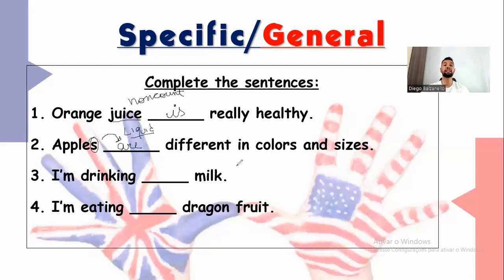I'm drinking milk. In that case, milk is non-count because it's liquid. If it's liquid, it's non-count. So I'm drinking some milk. I'm eating a dragon fruit. Why? Because dragon fruit, I can count 1 dragon fruit, 2 dragon fruits, 3 dragon fruits, 4 dragon fruits. Dragon fruit is pitaya. Okay, that's the way that we conjugate things.